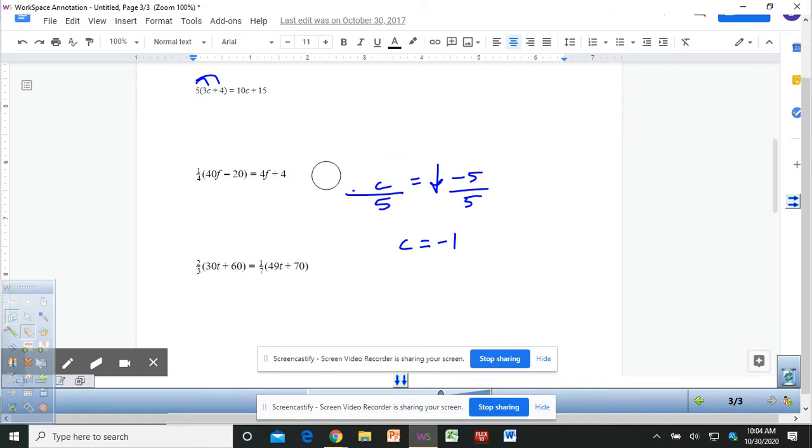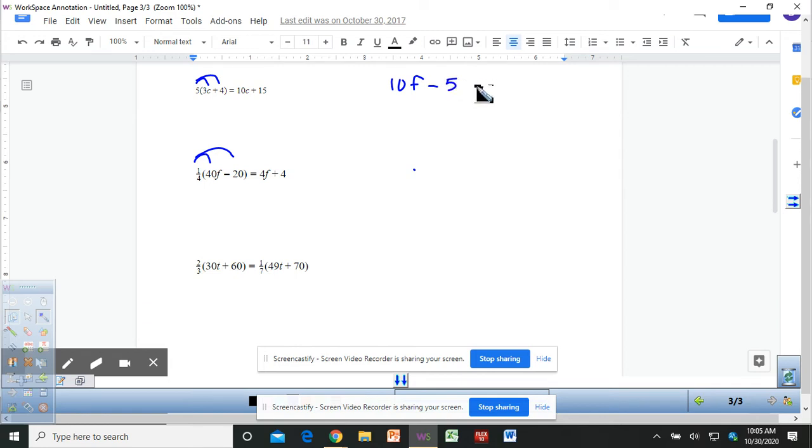Okay, try it again. Now with fractions, but fractions is the same thing. So we still have to distribute on this side. Now we got to take 1/4 of 40. 1/4 of 40 is 10f minus 1/4 of 20. 1/4 of 20 is 5 equals 4f plus 4. And if we notice, that only distributes on this side, does not do anything to the other side.